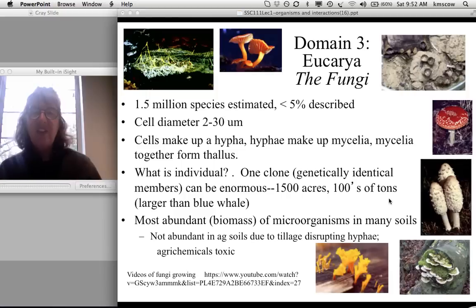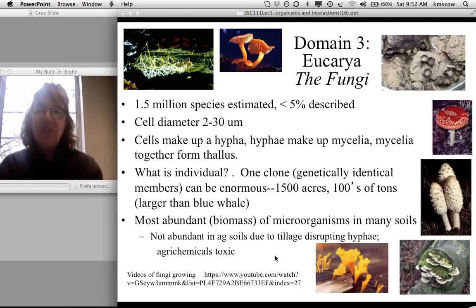So microbiology makes you question a lot of these things that we sort of take for granted. What is an individual? What is a species? It's good to be challenged. And in terms of biomass, often the biggest biomass in the soil is fungi. Not so much in agriculture. Agriculture is not a friend of fungi.